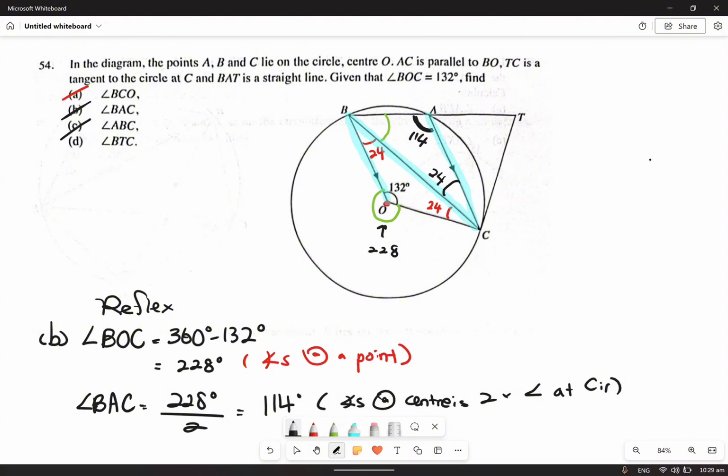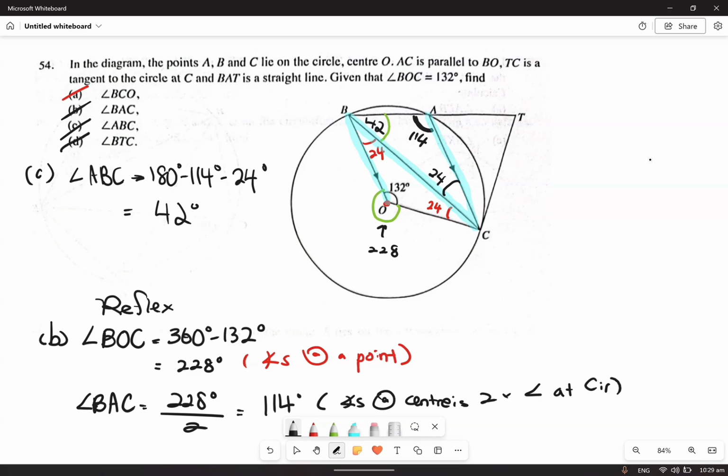So now we are trying to find angle ABC. Angle ABC is basically 180 degrees minus 114 degrees minus 24 degrees. Do you agree or disagree? Did y'all do it this way or y'all didn't? I did it. Okay, so that's the reason why ABC is equal to 42. I think this is relatively simple. True? Okay, then BTC.